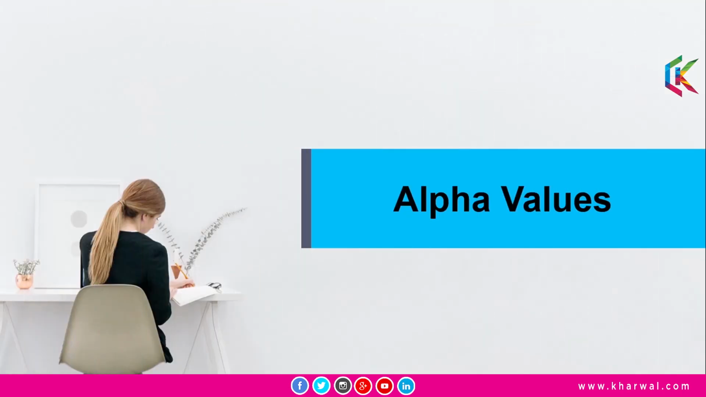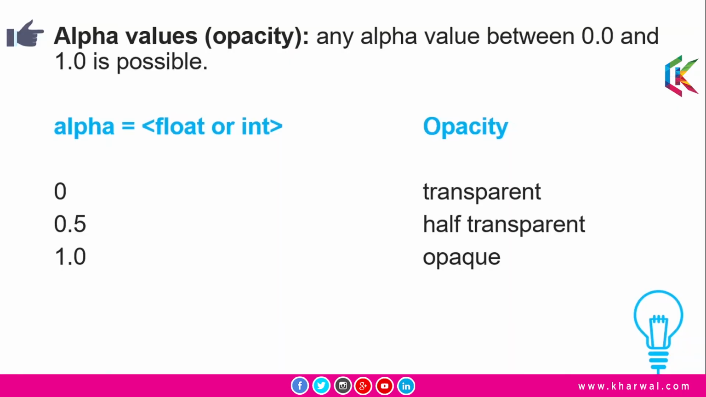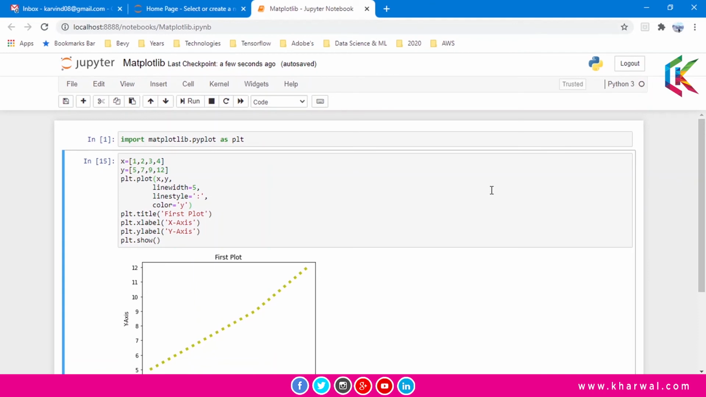Guys, the next feature is alpha values. So alpha values means opacity. So any alpha value between 0.0 and 1.0 is possible. And this is the list of alpha values. 0 means transparent, 0.5 means half transparent, and 1.0 means opaque. So now let me open up the Jupyter notebook. So guys, let's add the alpha in this plot.